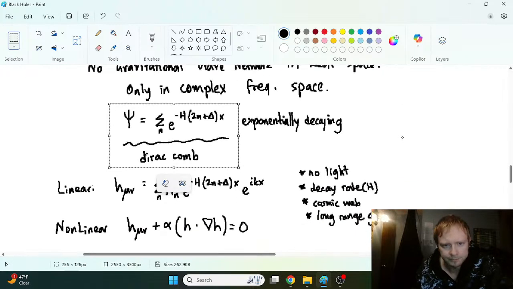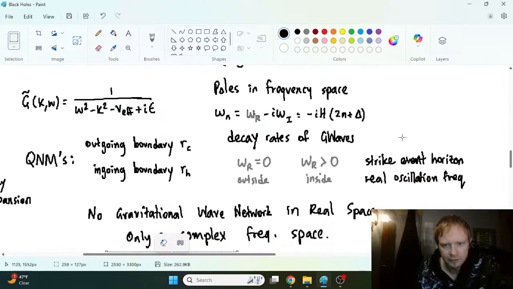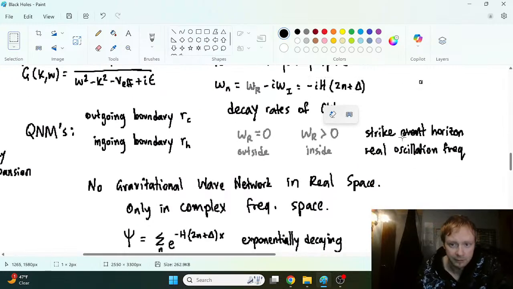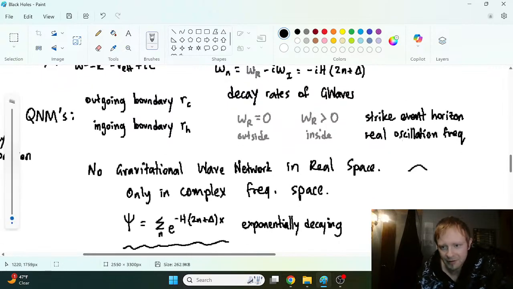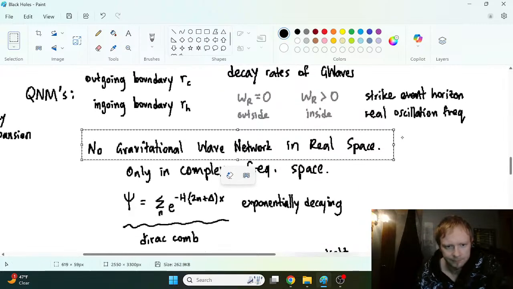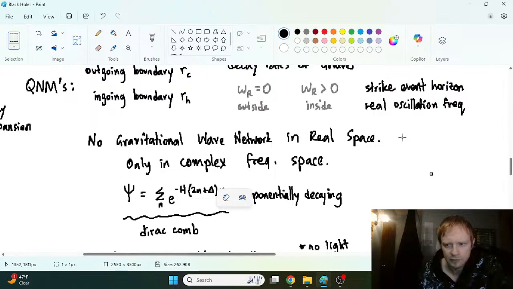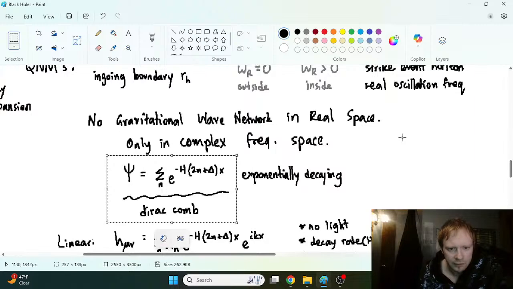That would be this Dirac cone. So the Dirac cone sums up all the waves that have the decay rate of this thing here, which is the decay rate of the gravitational waves. Basically it says that these gravity waves just become nothingness and dissipate very quickly, so they don't really exist in real space. Like I said, no gravitational wave network. It only exists in complex frequency space. And so this is the Dirac cone.